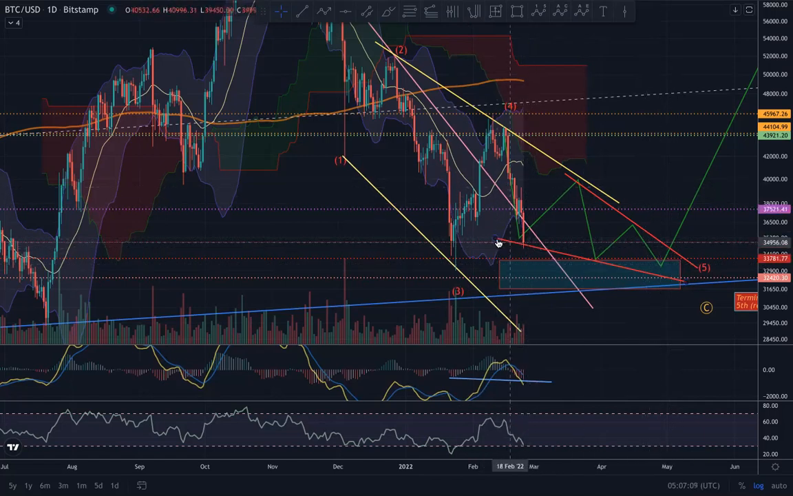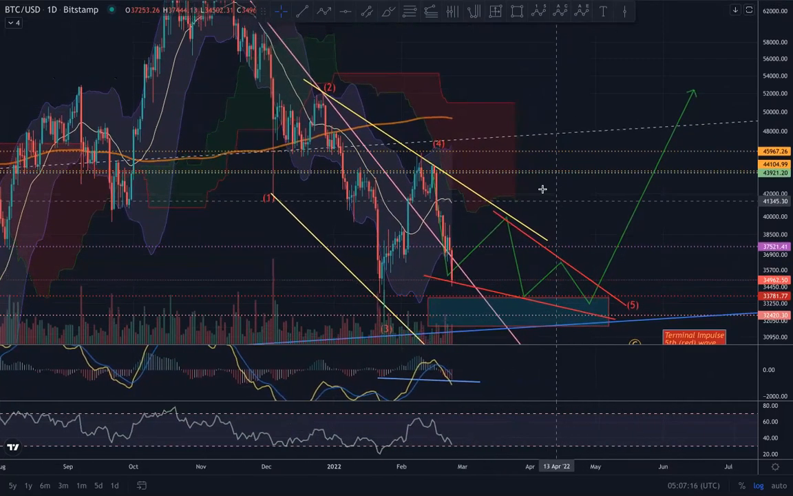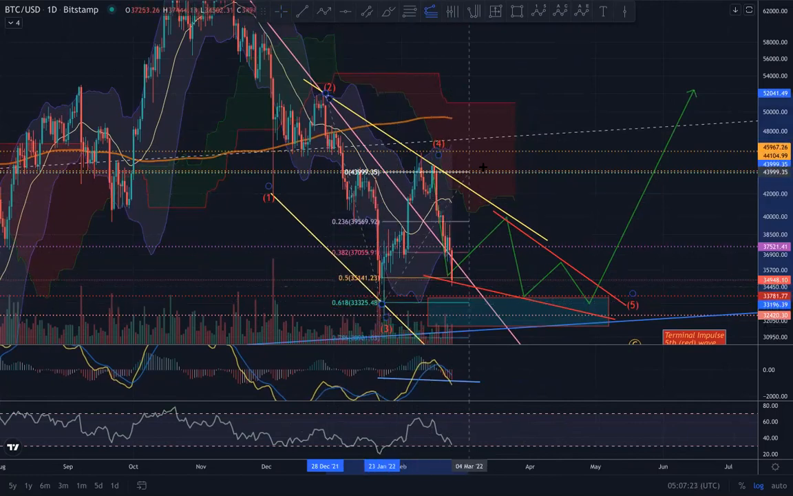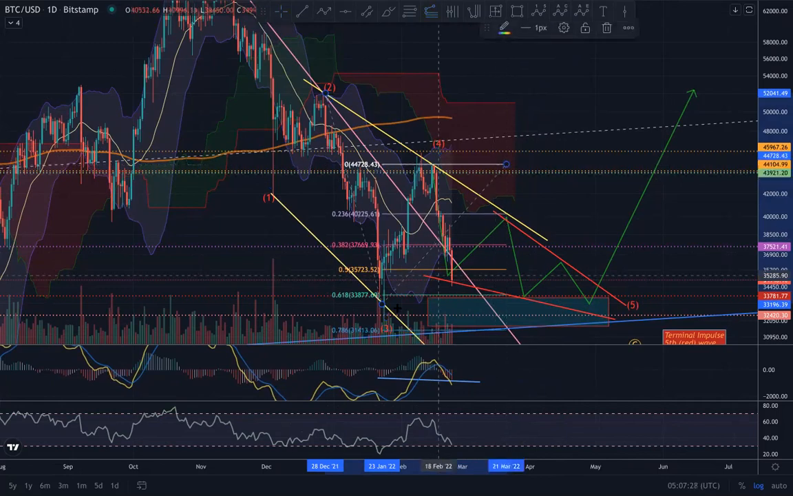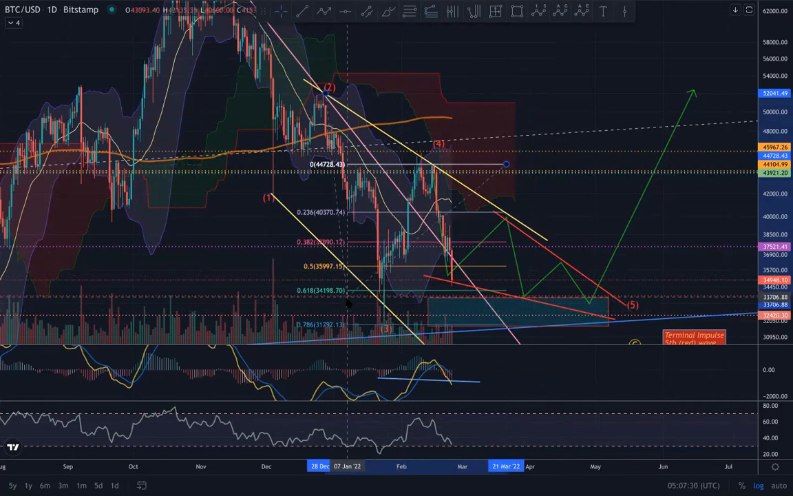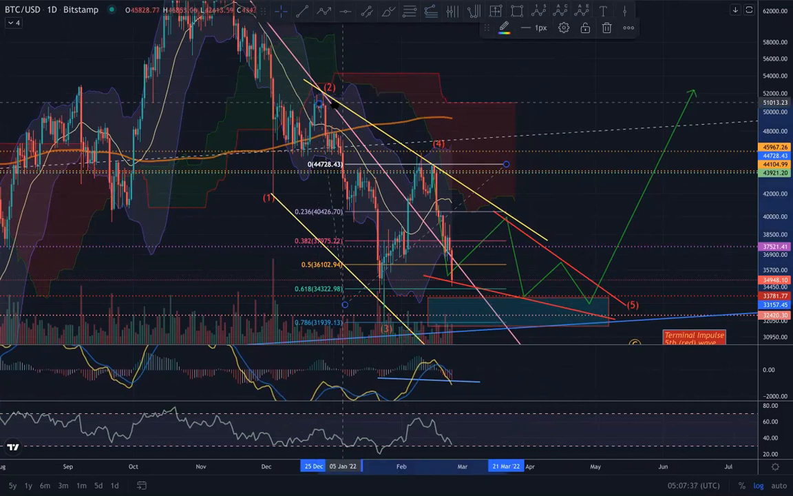Interestingly, this sloping red line was drawn based on just a percentage, so it doesn't have to stay here. But if we take this third wave, top to bottom, and compare it with the fourth wave, it's something around there. But anyway, it's about 61.8% of the move.